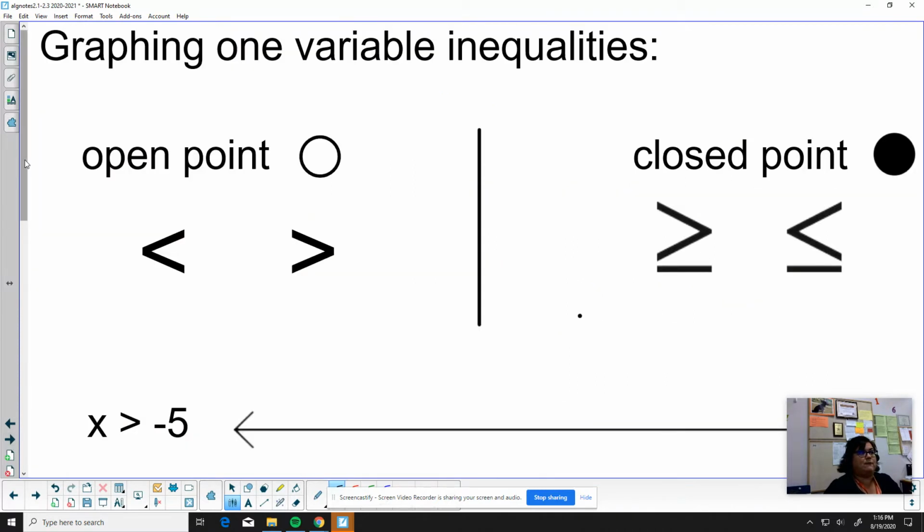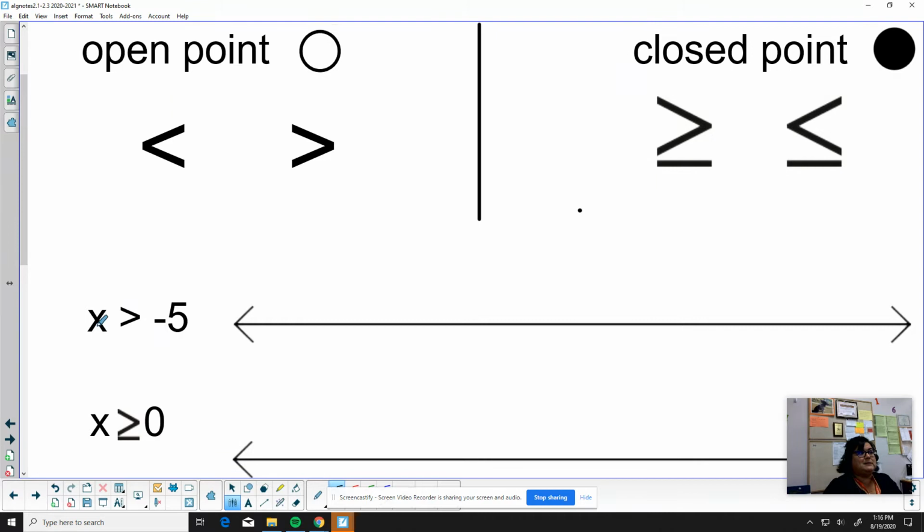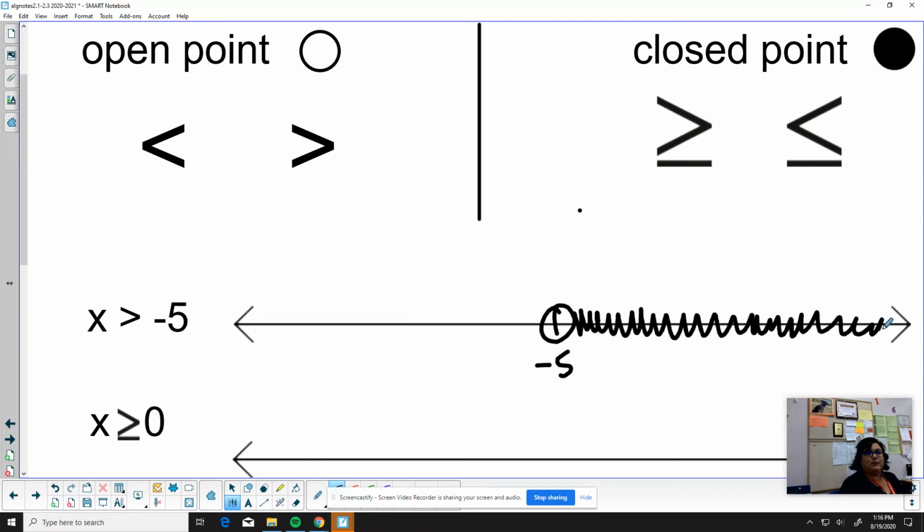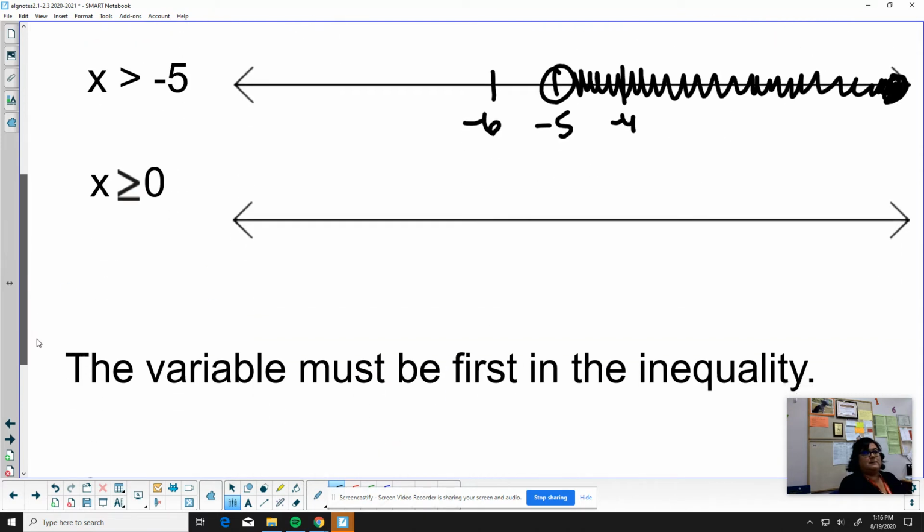Okay, so let's graph a few together. Because this says x is greater than -5, I'm going to put -5 right in the center of my number line. It's going to be an open circle, and I'm going to shade to the right because that's where all the numbers that are bigger than -5 are. So on the right side of -5 is -4, and on the left side is -6. If you can just put a number on the left and the right of the number that's showing in the inequality, that would be sufficient for your number line.